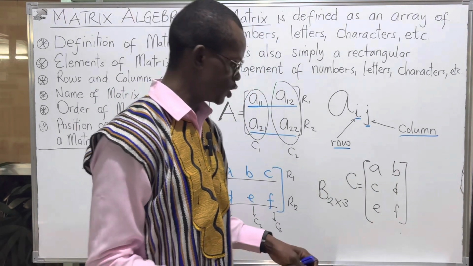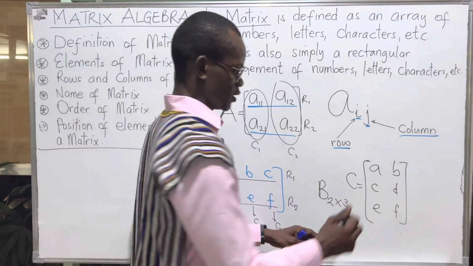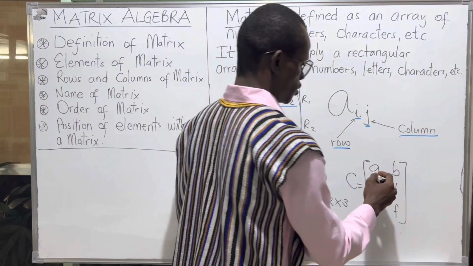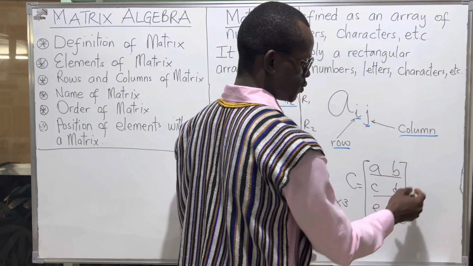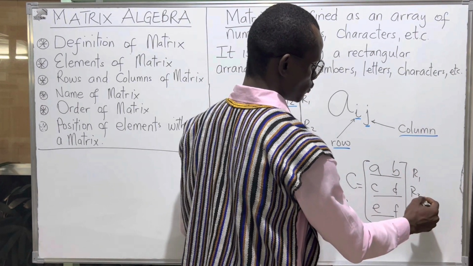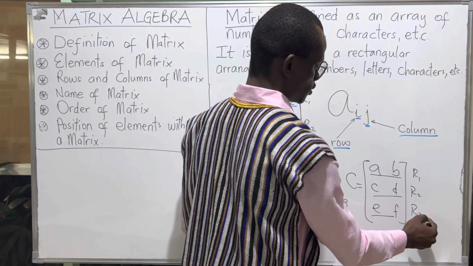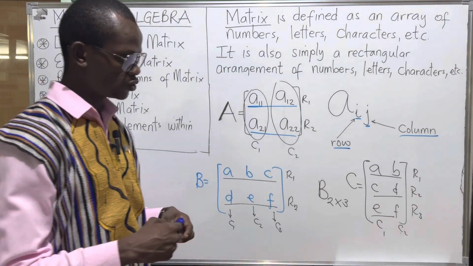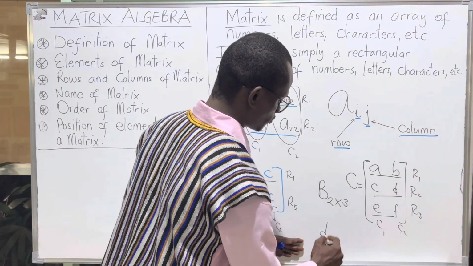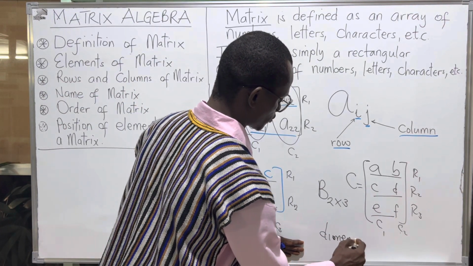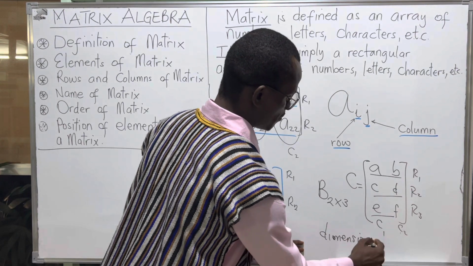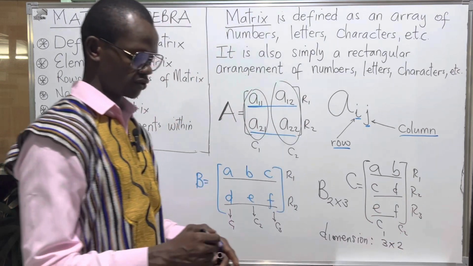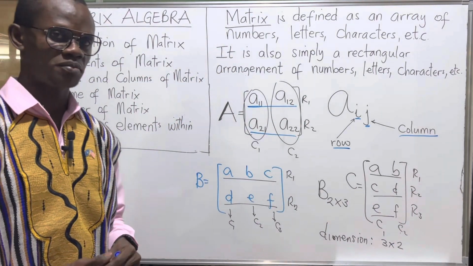If this matrix was in this form, A, B, C, D, E, F, and this was matrix C, it means it is no longer a 2 by 3 matrix. Remember, the row is first and the column next. So it is 3 rows: row 1, row 2, row 3, and then column 1, column 2. So the dimension of this matrix is a 3 by 2 matrix.